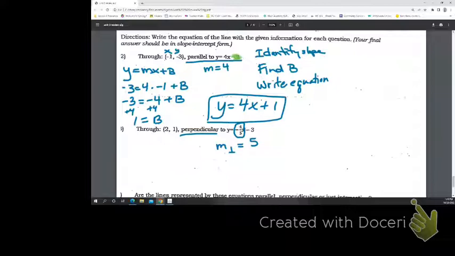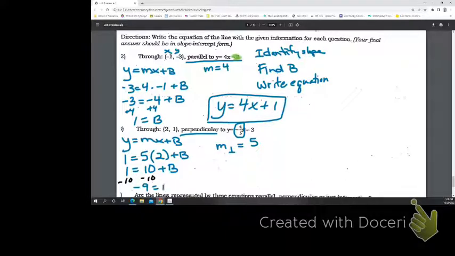And then we still need to do the other parts. So my y is 1. My m is 5. My x is 2. I don't know b. So 10 plus b. Take away 10. -9 would be b. So -9 is my y-intercept. So now I have my slope and I have my y-intercept. I write my equation. I use my new slope. I do not use the -1/5. I use the new slope.